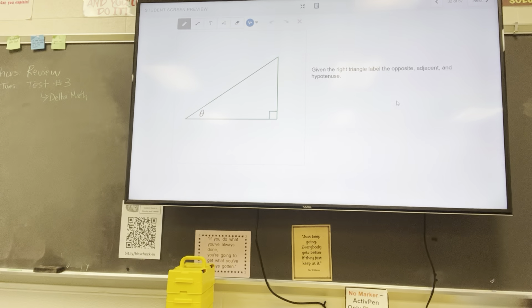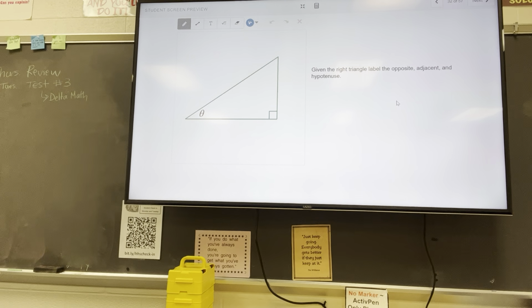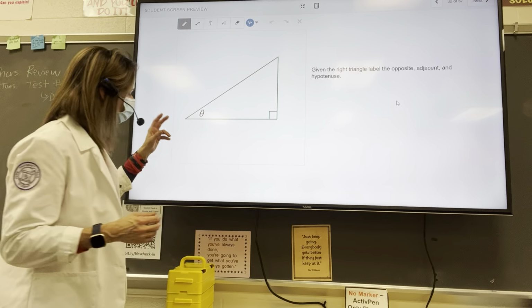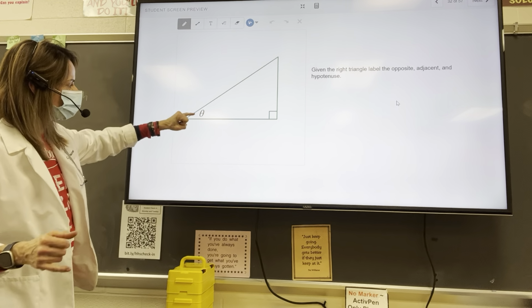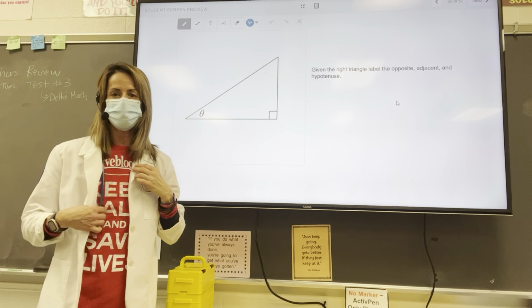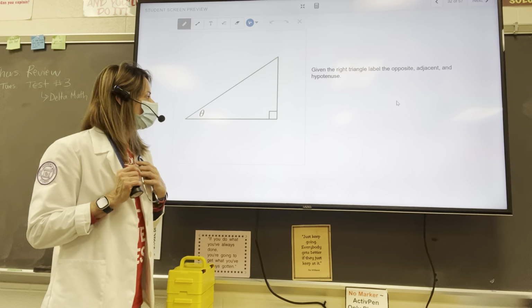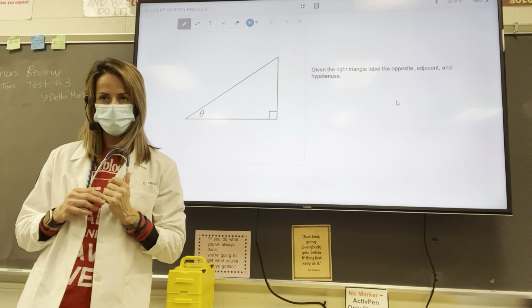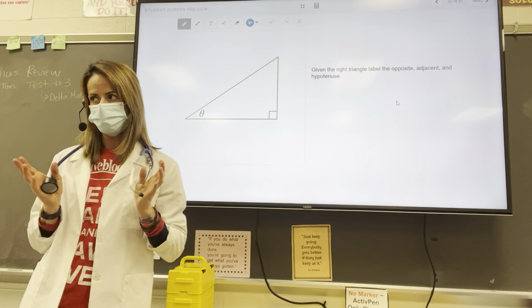Okay. Given the right triangle, label the opposite, adjacent, and the hypotenuse. Okay, so we are referencing this angle right here. That's a theta. It's one of the variables that they use to identify an angle. And sometimes they use x. They can really use whatever variable they want, but theta is used a lot for the measure of an angle.